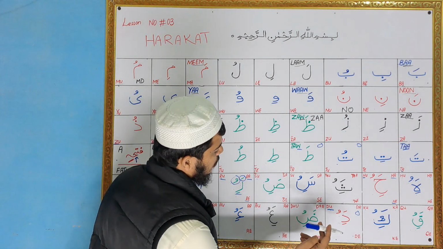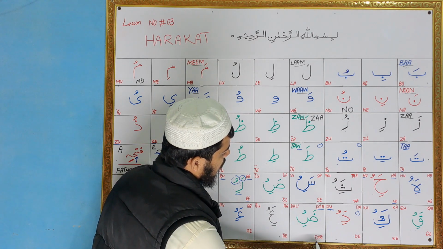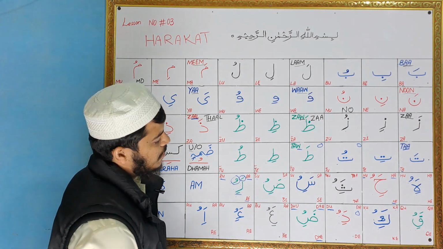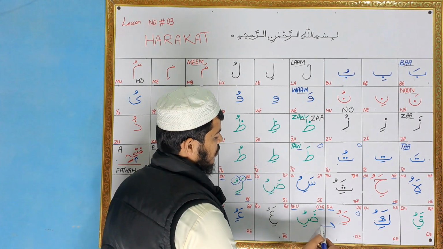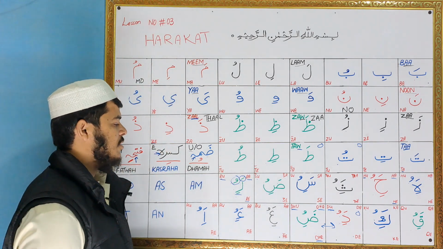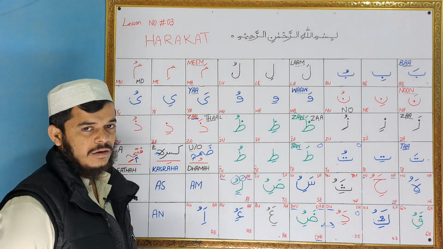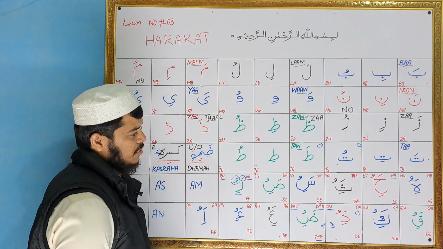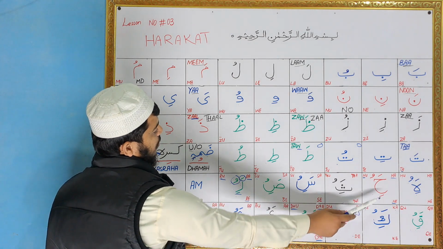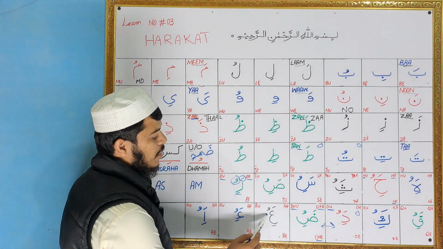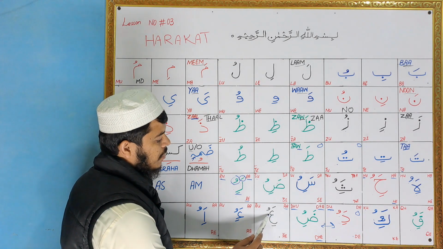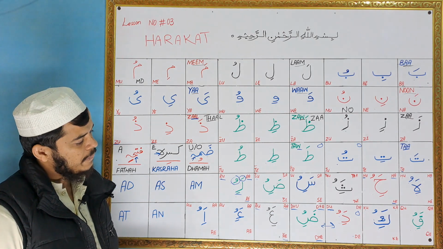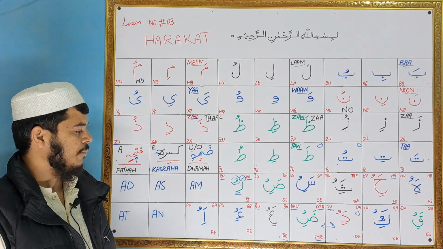Dod fatha, do, dod kasra, di, dod dhamma, du. You have to remember the difference between these two. These two are very far from each other. Then the letter ayn comes. Ayn is from the middle part of the throat. Sharp sound from the same spot from where ha comes. Ayn fatha, a, ayn kasra, i, ayn dhamma, u. This is a sharper sound.